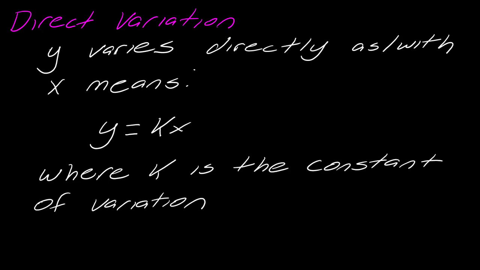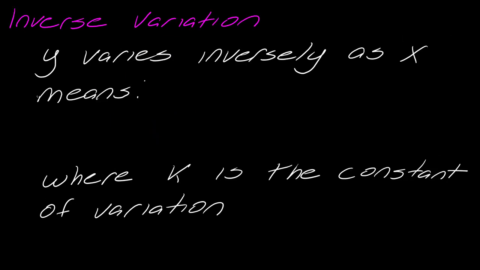Notice this flow; the other definitions are very similar, almost the same except for the equation. Moving on to inverse variation, I went ahead and filled this in already. Y varies inversely as x means y equals k over x, where once again k is the constant of variation. I would take a moment to write down these definitions if you haven't, so pause the video if you need to.